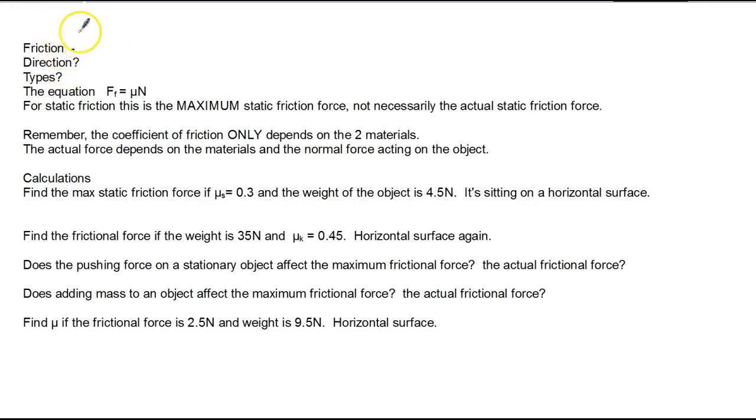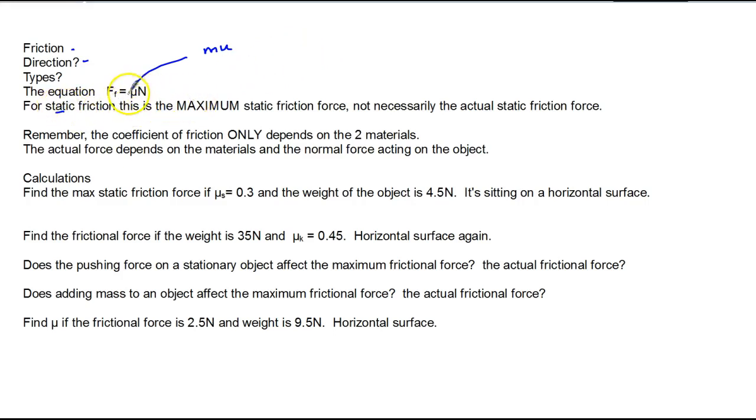Friction, a force that resists the motion of objects sliding against each other. The direction: the friction force always opposes the motion, so the force is in the opposite direction of the motion. Types: there is static friction and there is kinetic friction. The equation is the frictional force equals mu N. Mu is the Greek letter mu, and that is the coefficient of friction.